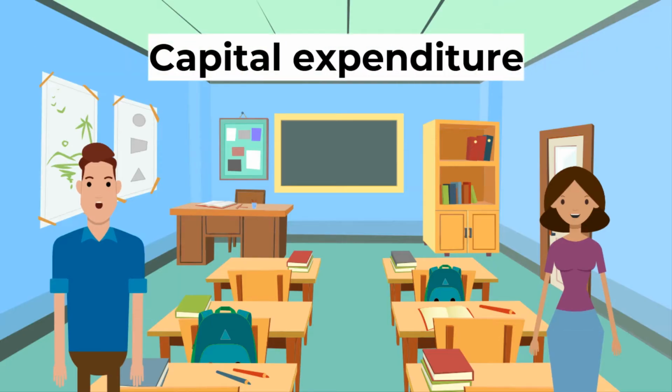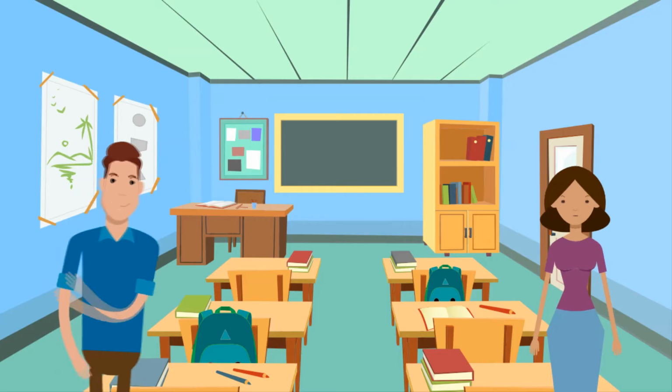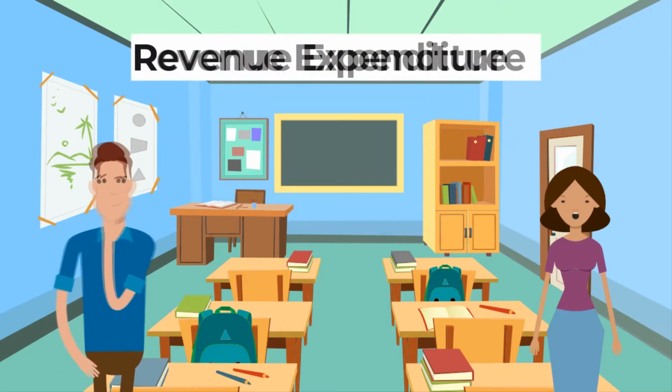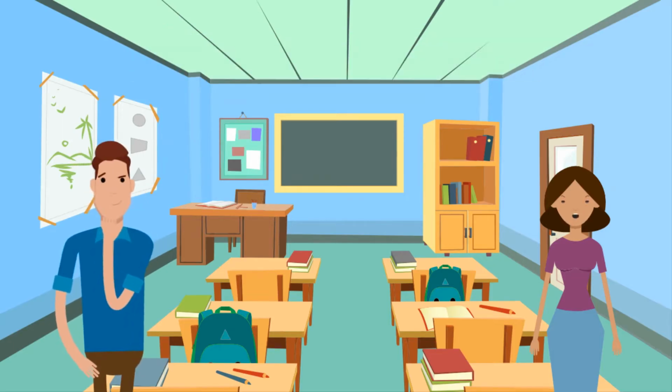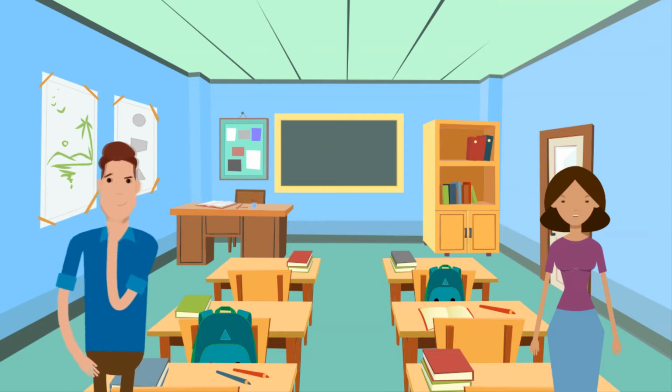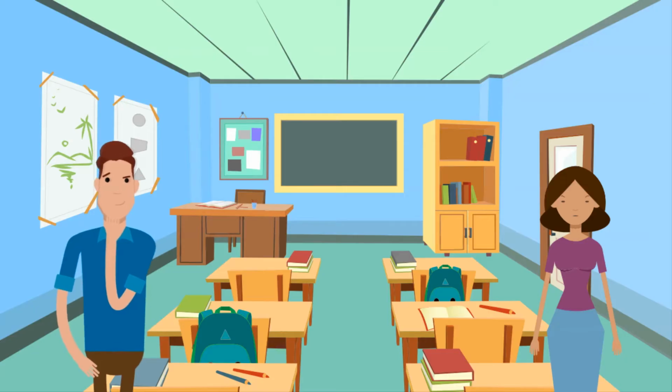Capital expenditure is the money spent on fixed assets. These are assets that will last for more than a year. Examples are vehicles, machinery, and buildings. These are long-term capital needs. Revenue expenditure, similar to working capital, is the money spent on day-to-day expenses that do not involve the purchase of long-term assets. Examples are wages and rent. These are short-term capital needs.